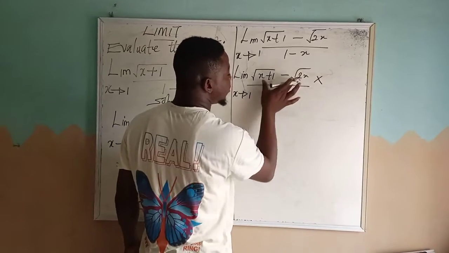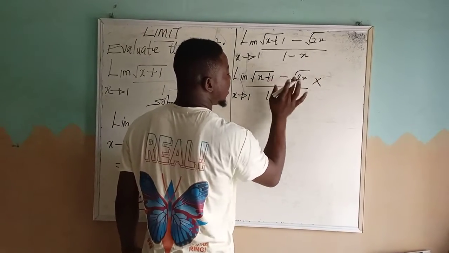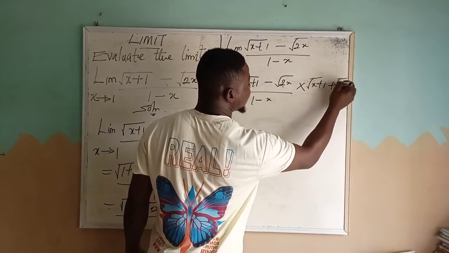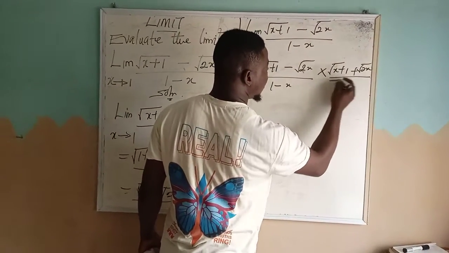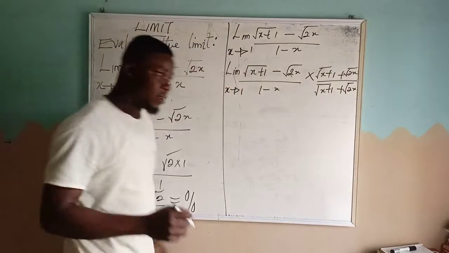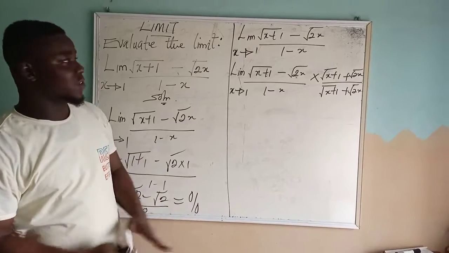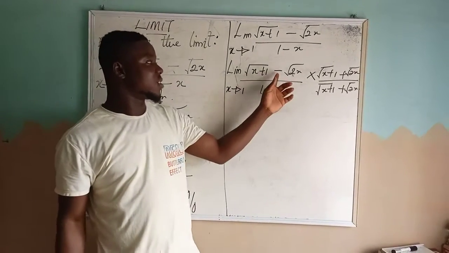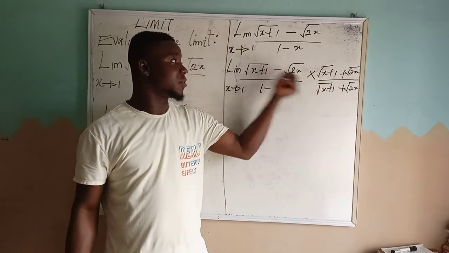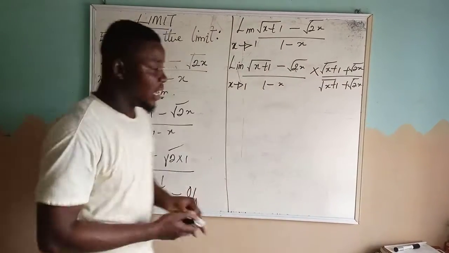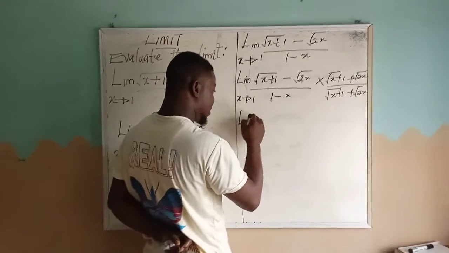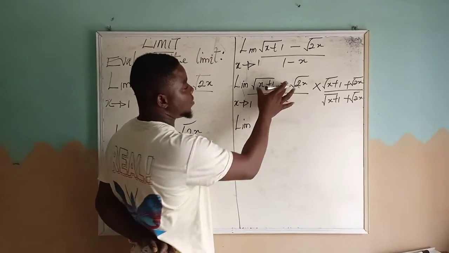So you multiply the numerator by its conjugate. The conjugate here becomes square root of x plus 1 plus square root of 2x divided by square root of x plus 1 plus square root of 2x. Okay, what do you observe or what do you notice? You discover that the conjugate here is just for you to change this negative sign to positive and then use it to multiply both the numerator and the denominator. Okay, and then let's evaluate this. So this gives us limit of, of course, we are going to expand here.